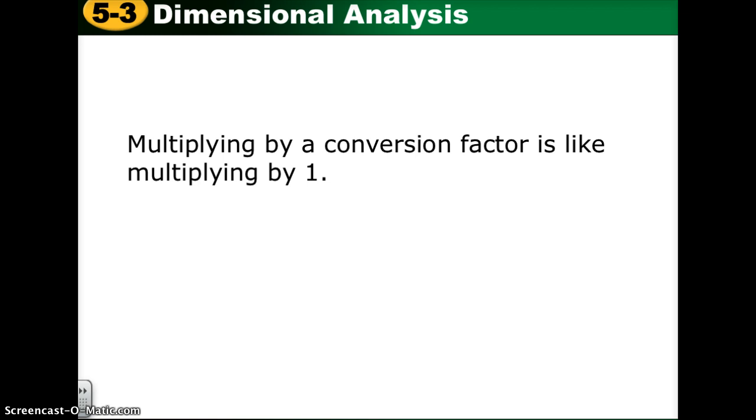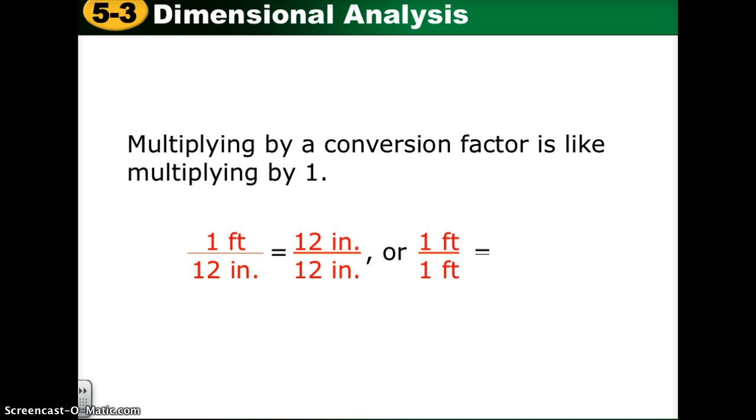This ratio is a conversion factor because it's the same as multiplying by 1. The reason is that 1 foot is the equivalent of 12 inches. So these could all be equivalent: 1 foot to 12 inches, 12 inches to 12 inches, 1 foot to 1 foot. They all equal 1. So we're not changing the value of what we're comparing, we are changing the measurement that we're using. Instead of measuring in feet, we'll measure in inches. Instead of measuring in inches, we'll measure in feet.